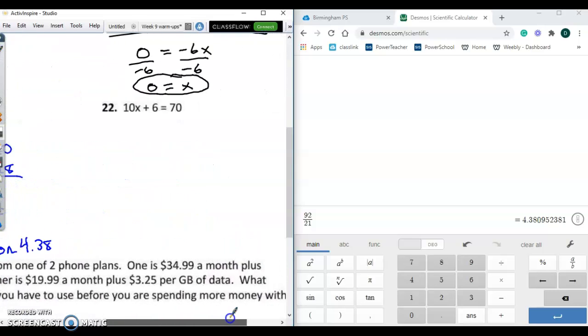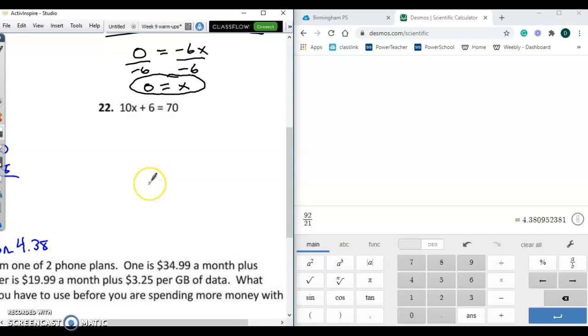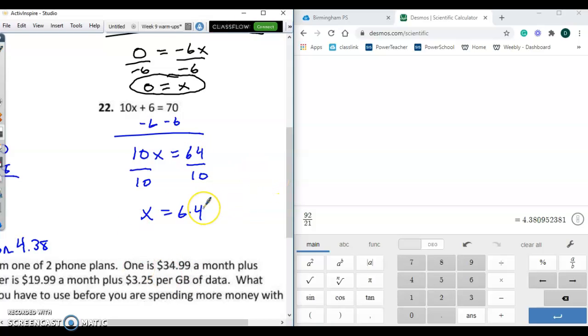Alright, next problem. So I put a nice easy two-step one in there. Again, we have the x term here, constant, constant, get rid of that 6. 10x equals 70 minus 6, which is 64. And we are going to divide by 10, both sides. 64 divided by 10 is 6.4. Alright, so that is how you do those problems step by step.